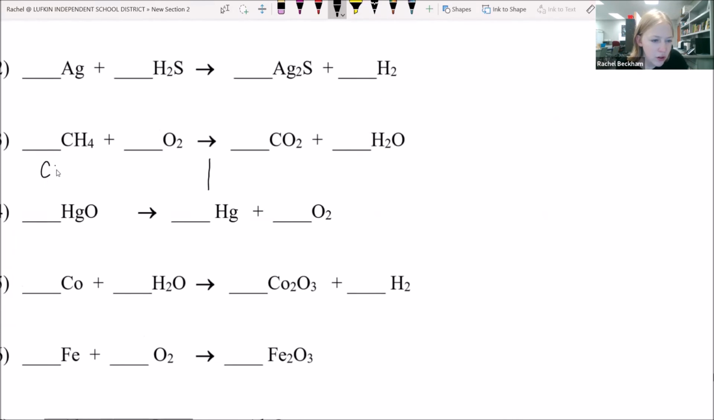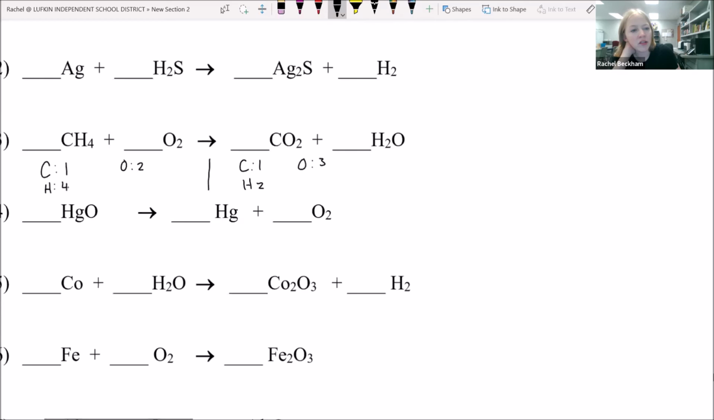On this side of the reaction, I have 1 carbon, 4 H's, and 2 O's. On this side, I've got 1 carbon, 2 H's, and 3 O's. So the reason I get 3 right here is because 2 plus 1 makes 3. You add them both together, okay? And so I need to balance it because it's not balanced right now. So what I'm going to do first is I know that my hydrogens are off, so I'm going to look at them.